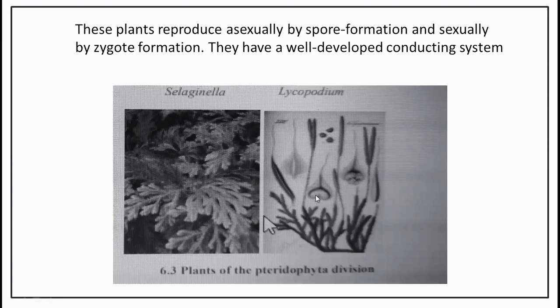Then you learn again the classification of plants. These types, the Pteridophyta, Bryophyta and Thallophyta, are the non-flowering plants. Then you learn about the flowering plants.